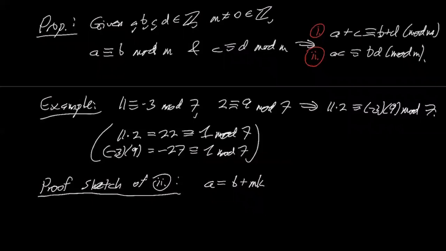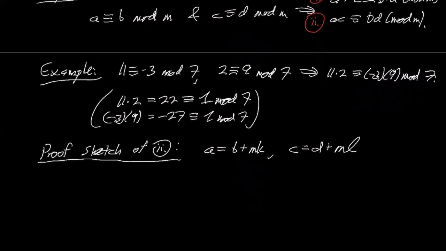I'm not writing A is congruent to B mod M, so there exists a K in Z such that A equals B plus MK. I'm just writing A equals B plus MK. And C equals D plus M, I need to use a different letter, L, right?